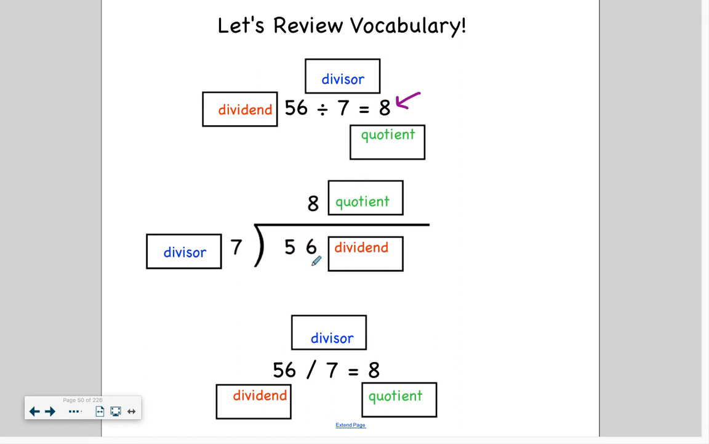Now, when we start doing long division, our dividend is inside what I like to call the house. Our divisor, or the number we're dividing by, is over here, and our answer is actually on top of the little house. And then we also know that a slash is the same thing as that division symbol. And so that looks very similar to the first example, where it's the dividend divided by the divisor and our quotient is at the end.